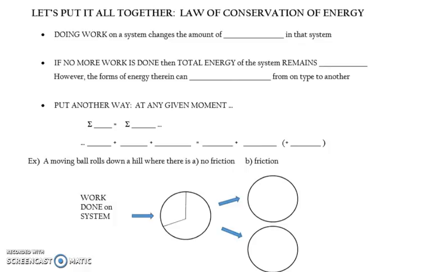We established earlier that work on a system changes the amount of energy in that system. So the basic idea is work goes to some change in energy. We learned that there's many types of that. It can be potential, kinetic, or even thermal, or a combination of all three. So if no more work is done, we leave the system alone, then whatever total energy the system has must remain the same. In other words, it's conserved.